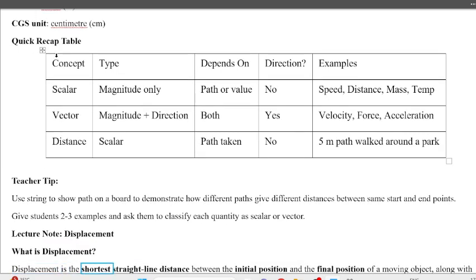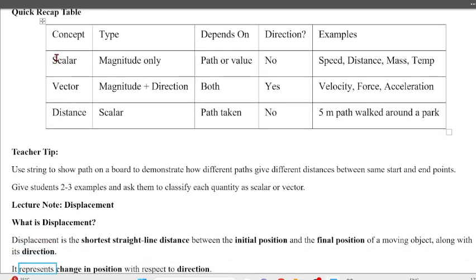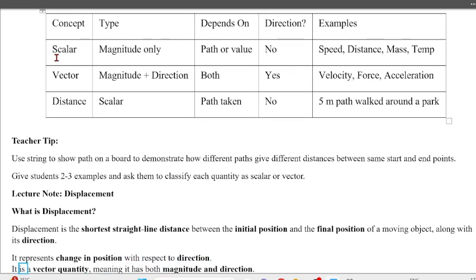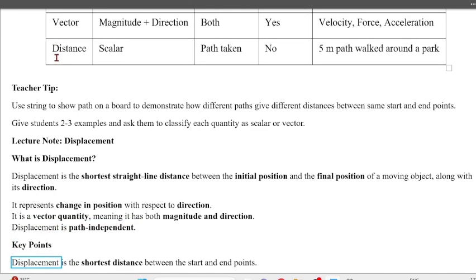Displacement is the shortest straight line distance between the initial position and the final position of a moving object, along with its direction. It represents change in position with respect to direction. It is a vector quantity, meaning it has both magnitude and direction. Displacement is path independent. Key points: displacement is the shortest distance between the start and end points.